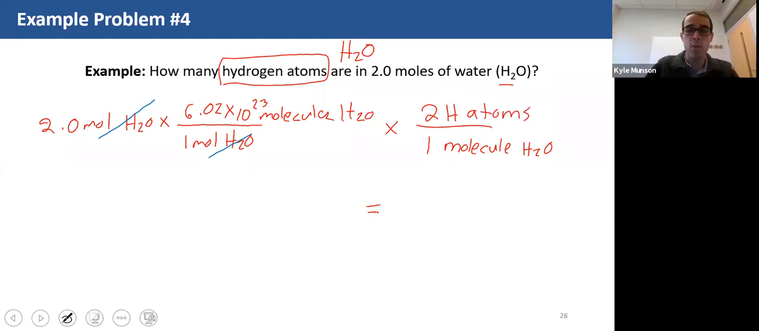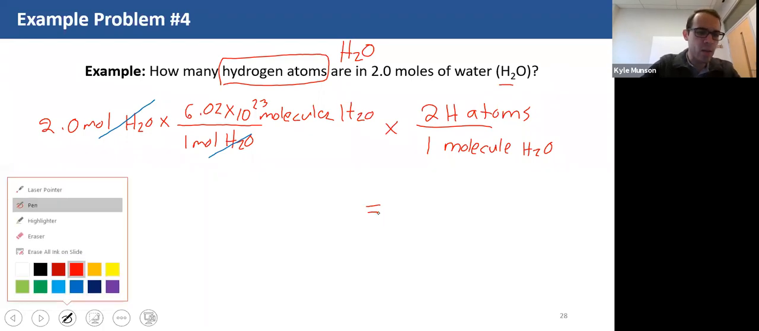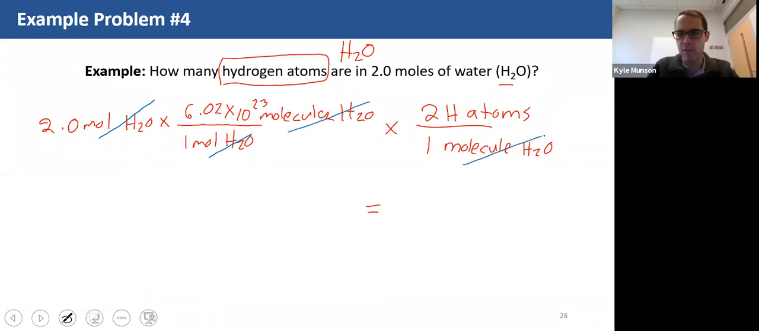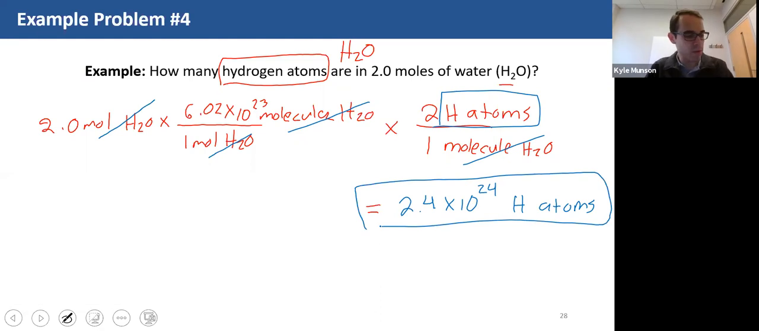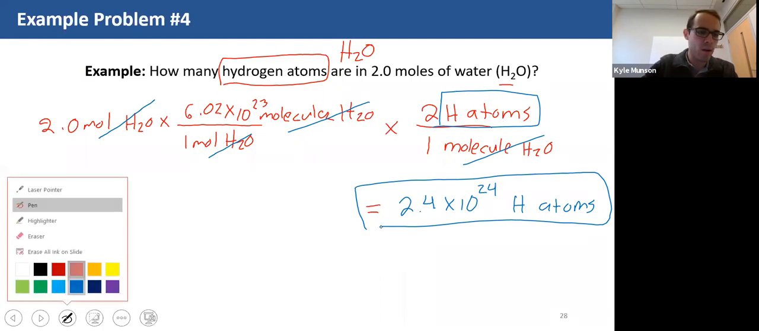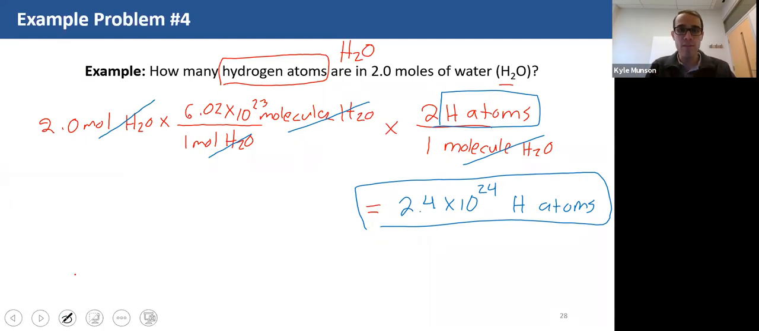So you put this all in your calculator, and now look, the molecules of water have canceled, and I'm left with the units of hydrogen atoms. And what I come up with is 2.4 times 10 to the 24th hydrogen atoms. Okay? So in this case, we went from moles to molecules to the specific number of atoms of hydrogen in the water molecule. All right, so let's continue on. Let's do another example.